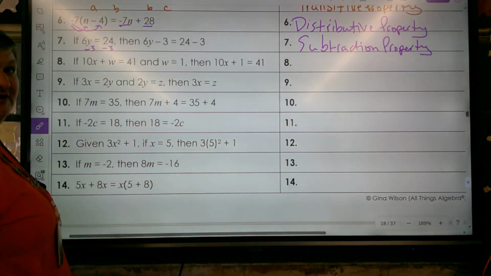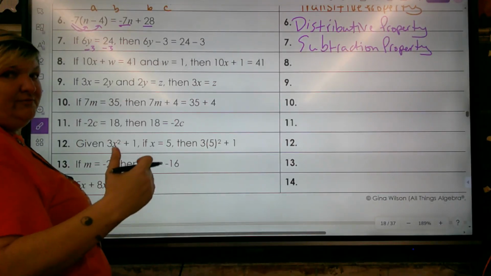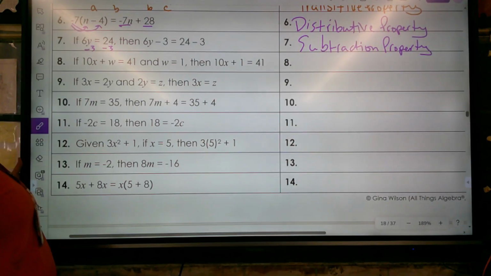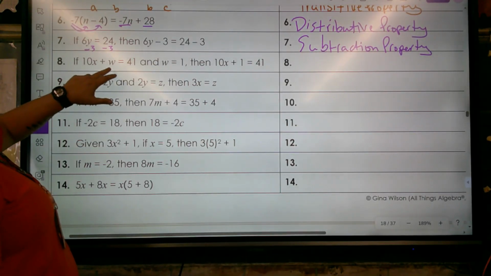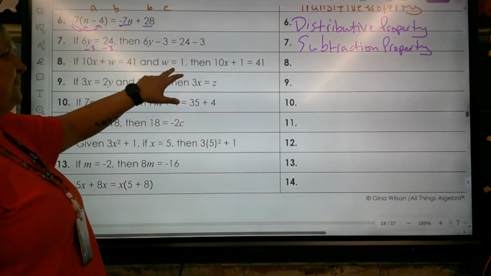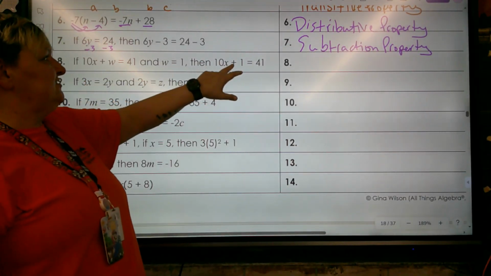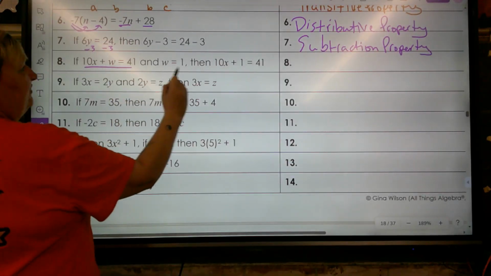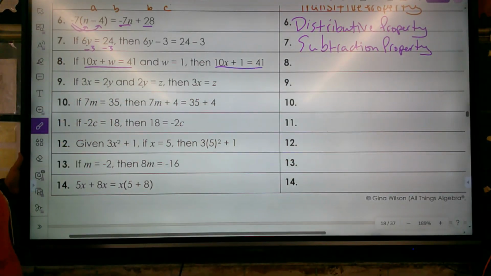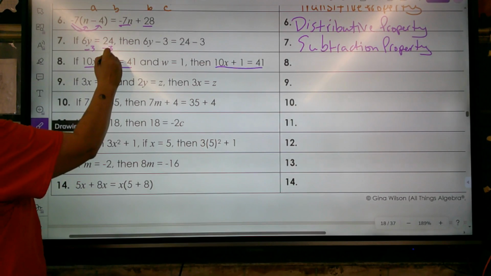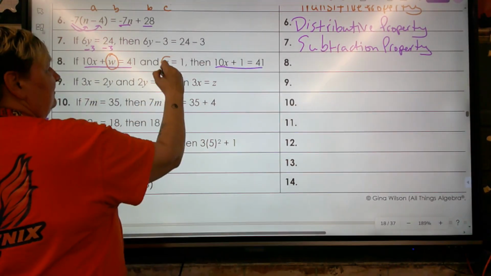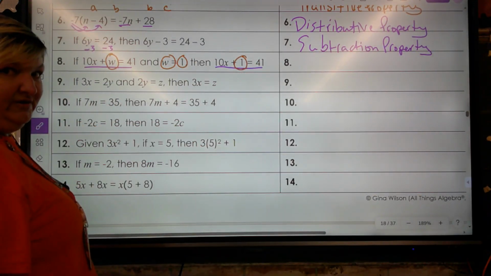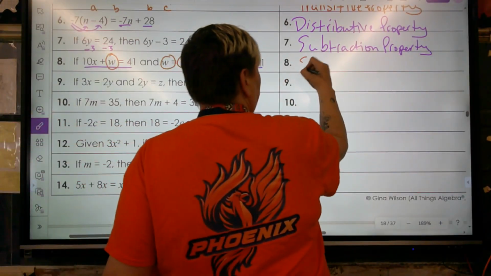So this is all about figuring out how they did it, how they got from this equation to this equation. If 10x plus w equals 41 and w equals 1, then 10x plus 1 equals 41. So what did we do to get from here to here? We replaced the w with the 1. We substituted, right? Substitution property.